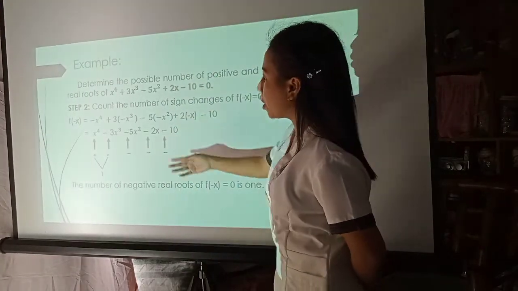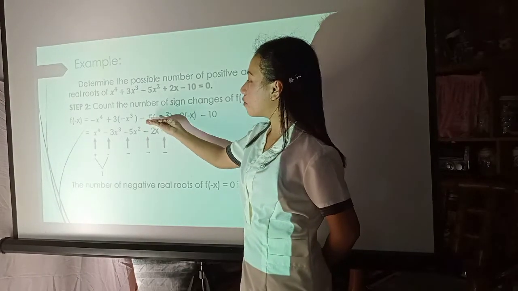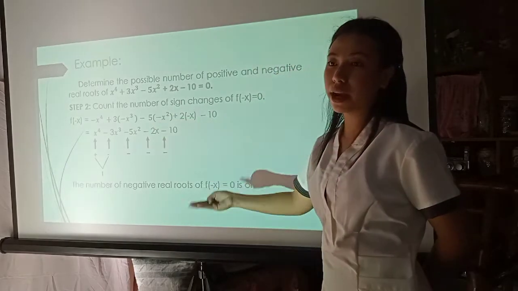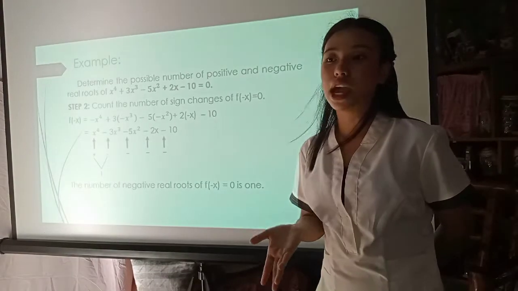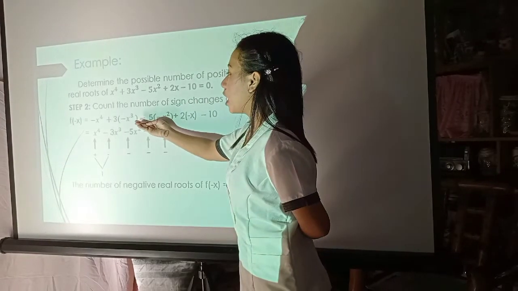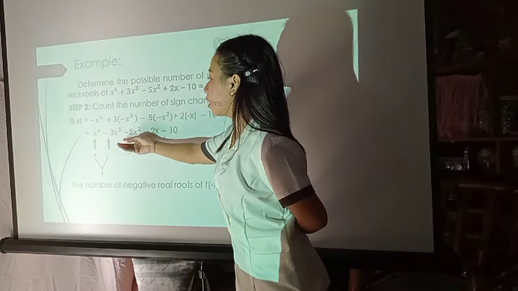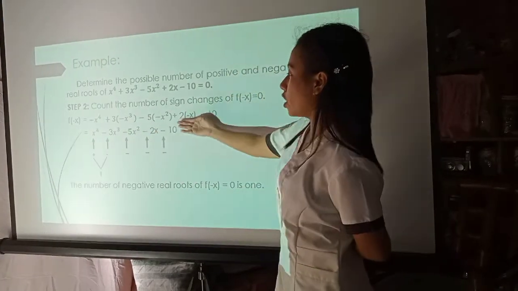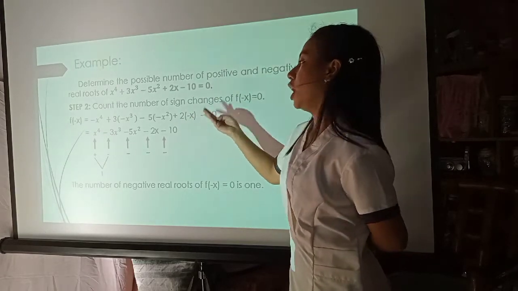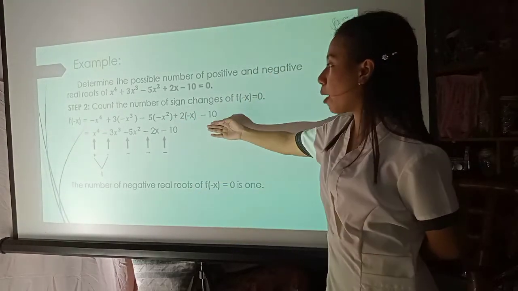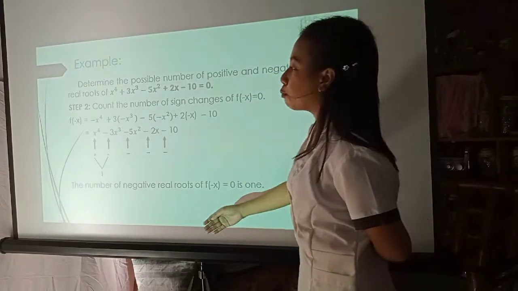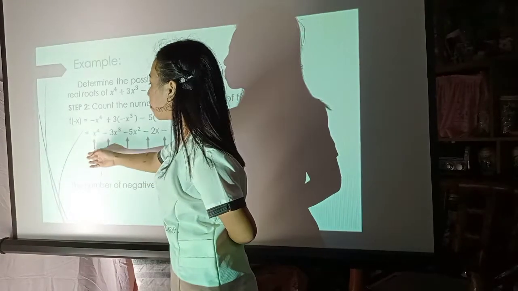And then here, negative 5 and negative x squared. Multiply negative x by itself 2 times. Negative x times negative x will be positive, and then multiplied to negative 5, it will be negative 5x squared. And here, multiply positive 2 and negative x, it will be negative 2x, and then copy negative 10. And the sign of x raised to 4 will be positive.